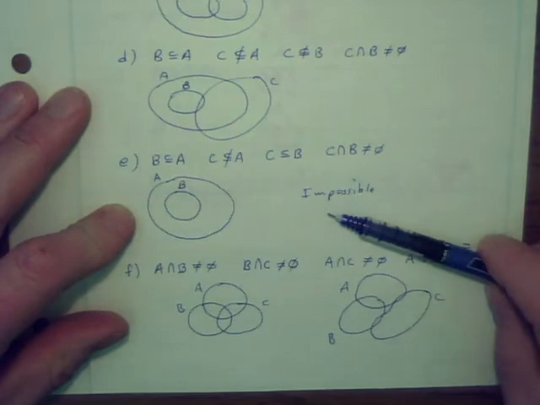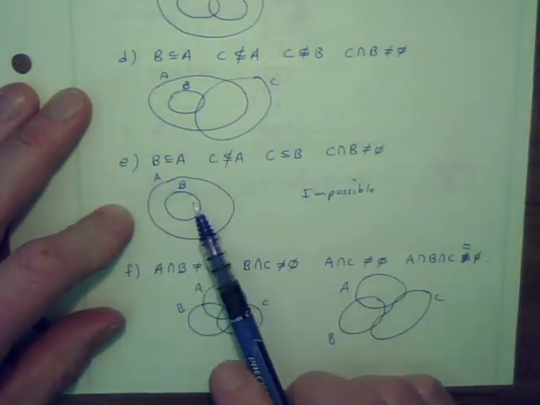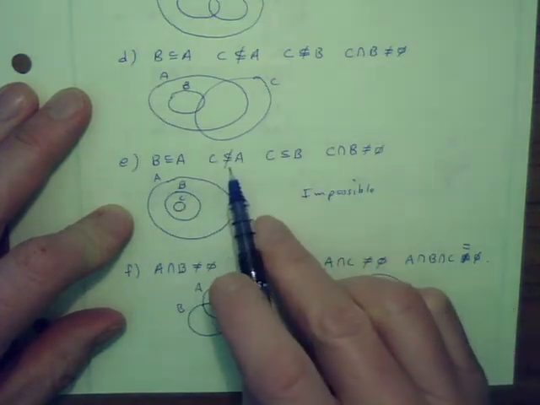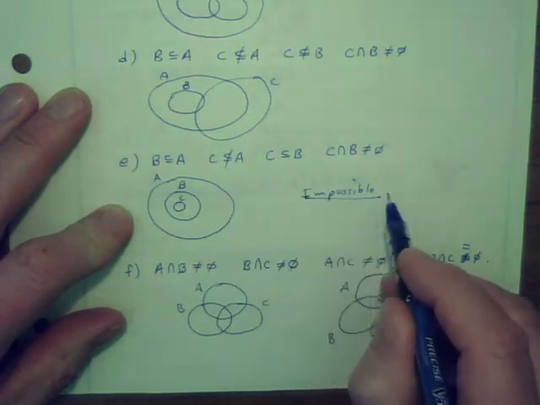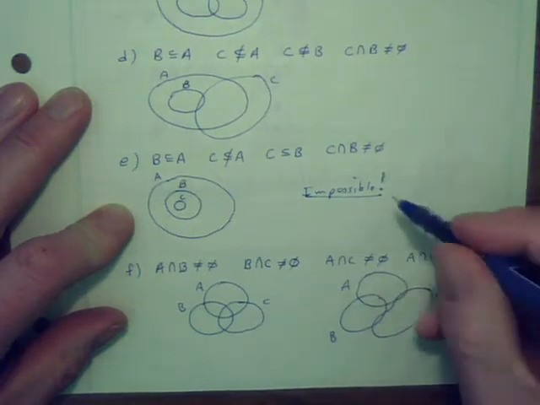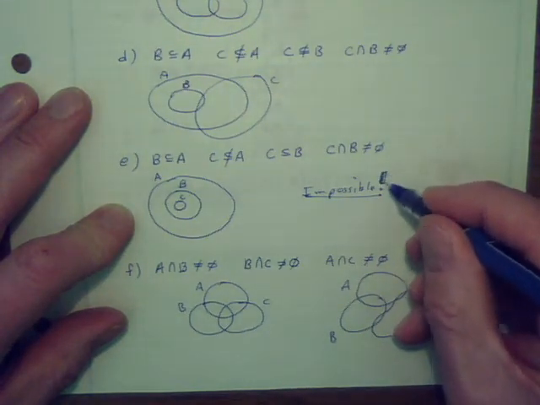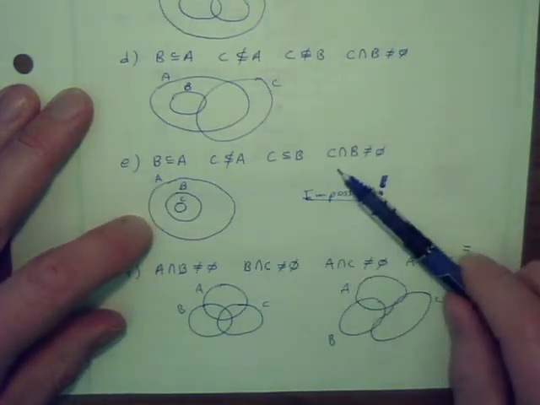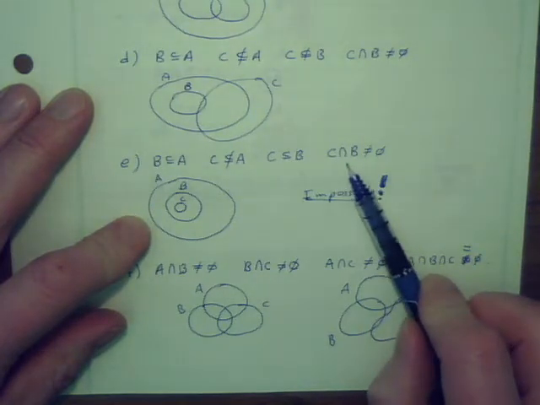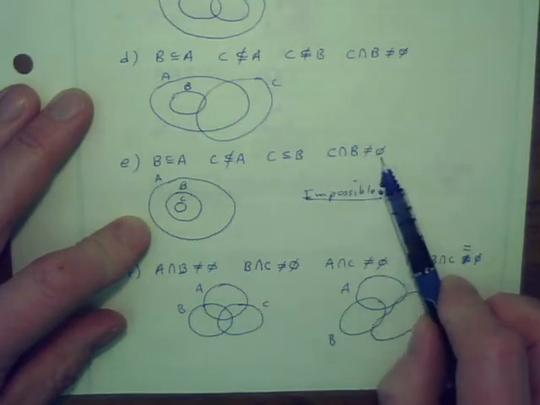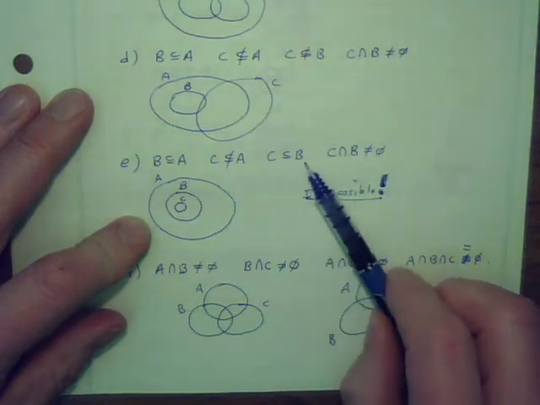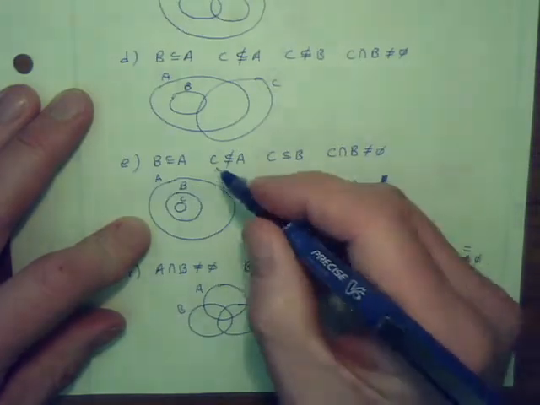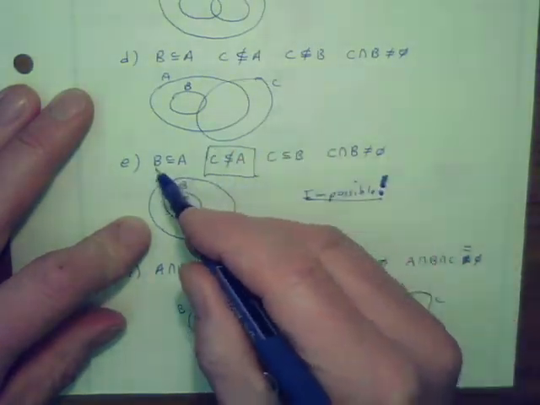Part E. This one was impossible. B being a subset of A, C being a subset of B, but then C not being a subset of A? That's impossible. Okay, hopefully that was obvious, but I did mark it down on the note in the announcement in Angel. Again, it doesn't even matter whether C intersects B. If C is a subset of B, well, one way or the other, this is impossible. We can't satisfy this condition when these others are true.